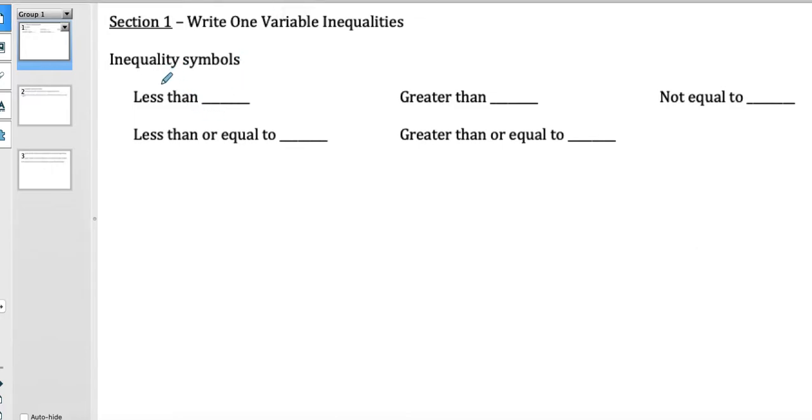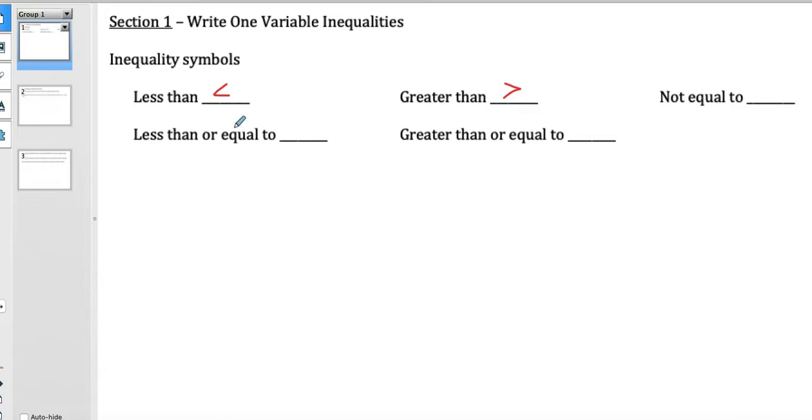So if I want to write the word less than, or not word, but symbol, I want it to say less than, so when I read it left to right, I should come to the point first, whereas some of you, again, most likely I do, call this the mouth. The alligator eats the bigger number and whatnot. So we have the less than symbol and greater than symbol.